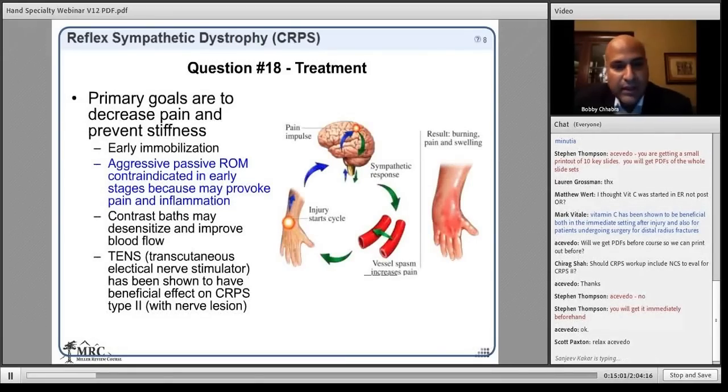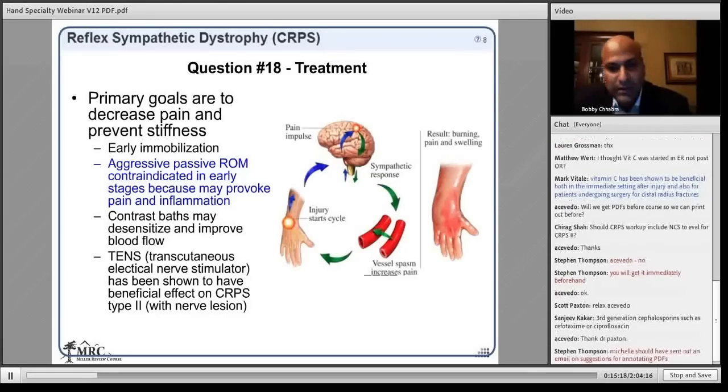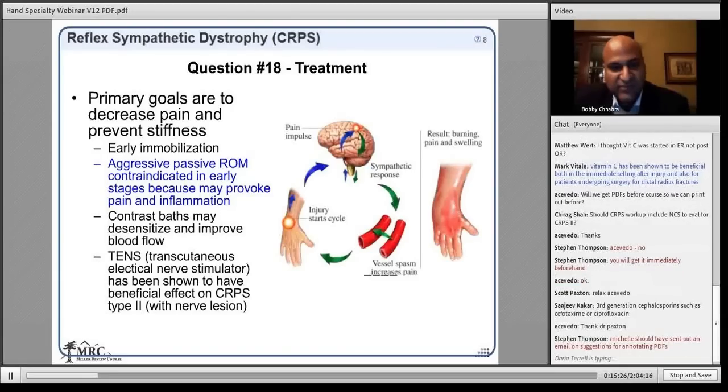Early immobilization is important, but you don't want too much or prolonged immobilization, because that can result in significant stiffness. If you do aggressive passive range of motion early on during the inflammatory stages of healing, you may provoke and actually start the cycle and increase the sympathetic response and vessel spasm that results in complex regional pain syndrome.